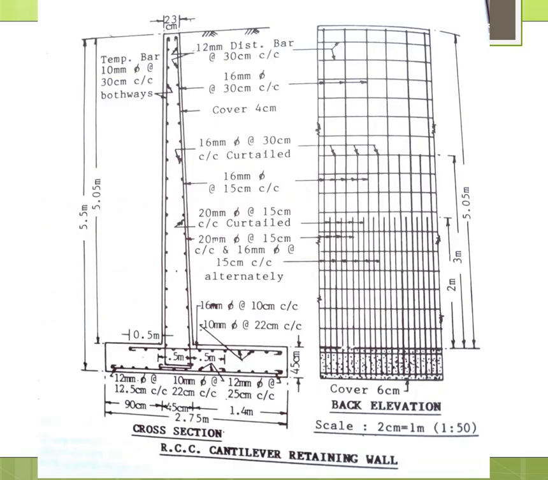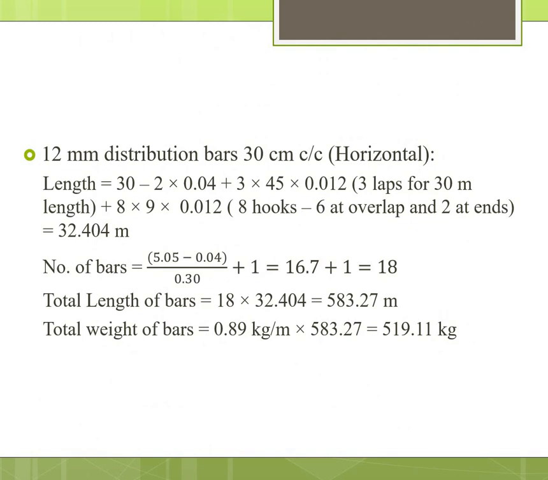Next we'll go on to the distribution bars, that is horizontal. Because it's horizontal, the length you have to calculate is from the 30 meters. So 30 meter minus 2 times the stem cover, that is 2 into 0.04, plus 3 times slab. As I have already discussed in class, the maximum length of a steel reinforcement is generally 12 meters. So here you have to keep the reinforcement for 30 meter length. For 30 meter, 3 times you will have to lap it, because 2 reinforcements will be just 24 meters. So the third time also you have to overlap it.